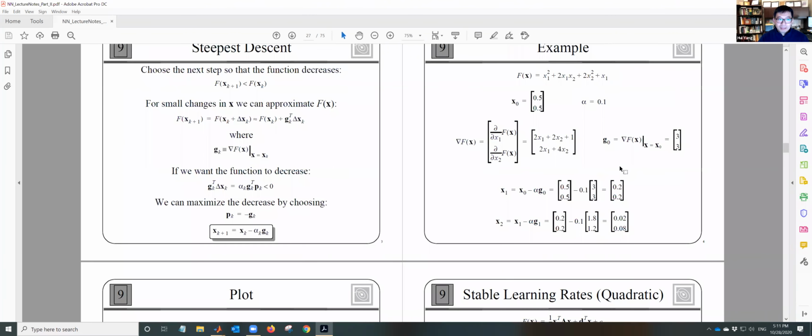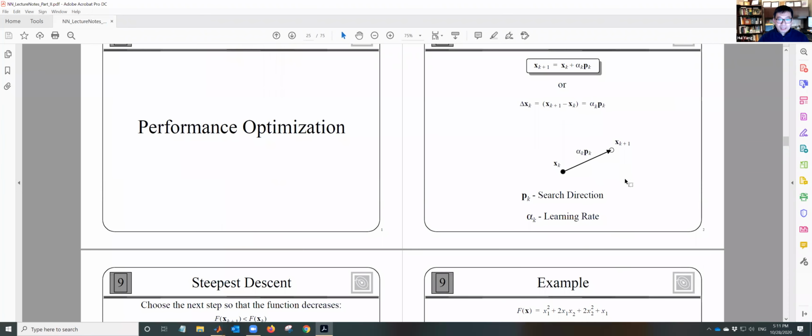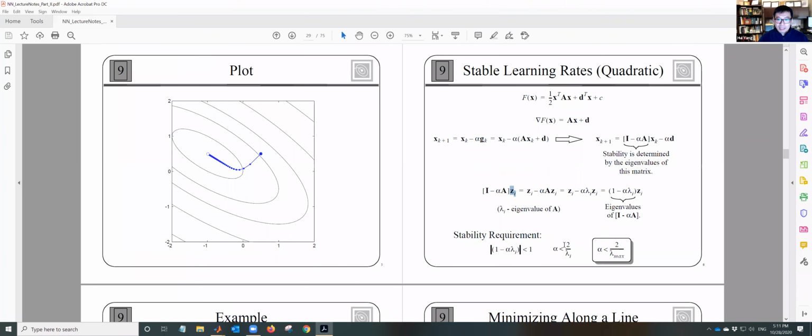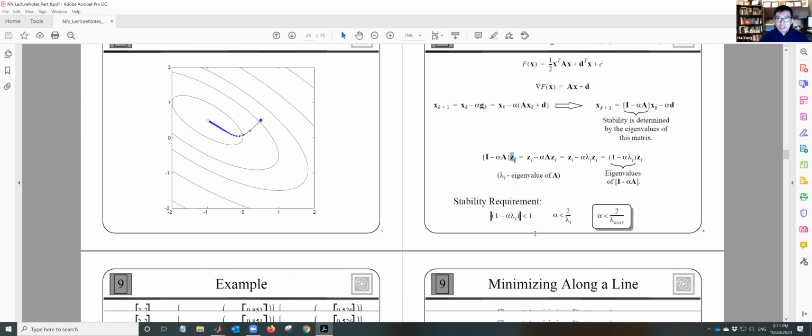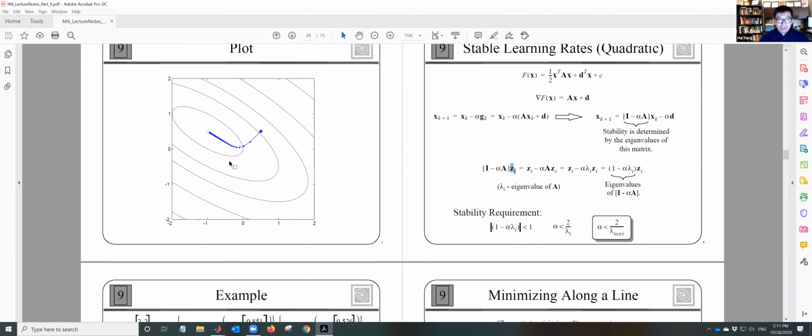Largest eigenvalue, where are we? Right here. So 2 over 3, you need to divide it by the largest one, so you get the smallest learning rate. You want to make sure your learning rate satisfies this condition, then the learning will be stable. So you want to converge.